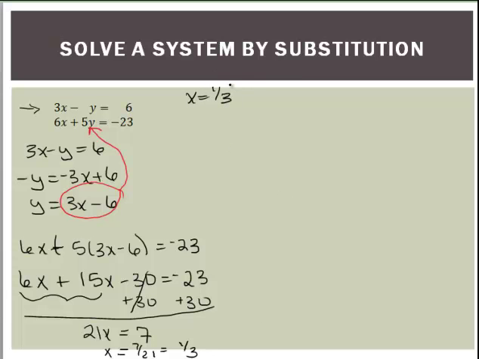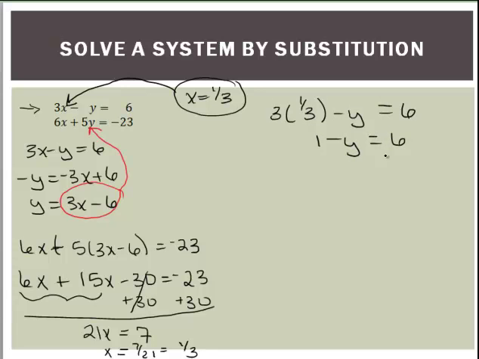Now we take that and substitute it back into either equation. I think it may be easiest just to substitute it into that first equation. So we have 3 times 1/3 minus y equals 6. 3 times 1/3 is 1. Subtract 1 from both sides. So negative y equals 5. Divide both sides by negative 1 and you get y is equal to negative 5.